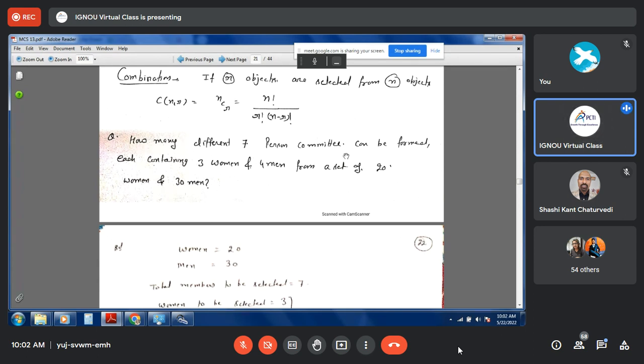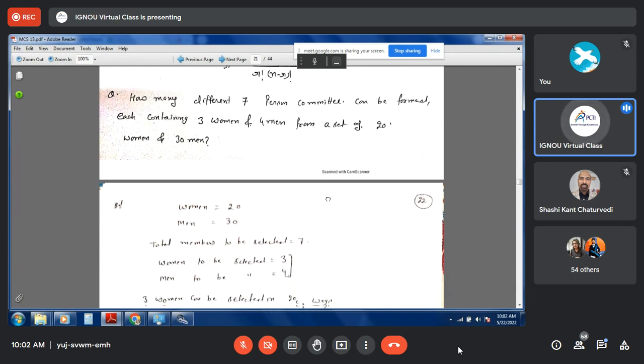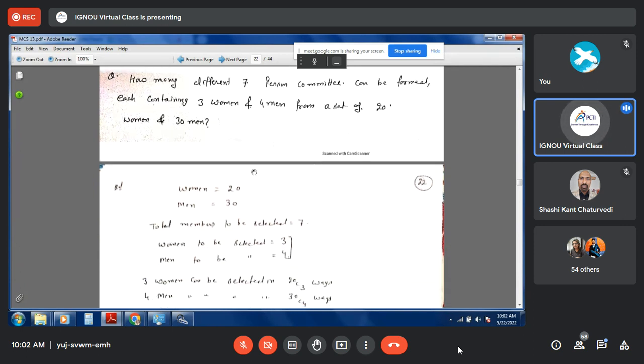How many different 7-person committees can be formed, each containing 3 women and 4 men, from a set of 20 women and 30 men? First of all, we write the bifurcation, what's given, into the numerical. Here women are 20, men are 30. Total 50. We are not concerned with the total.